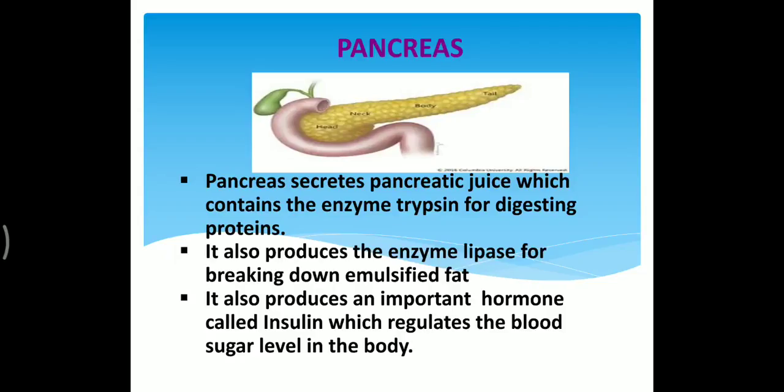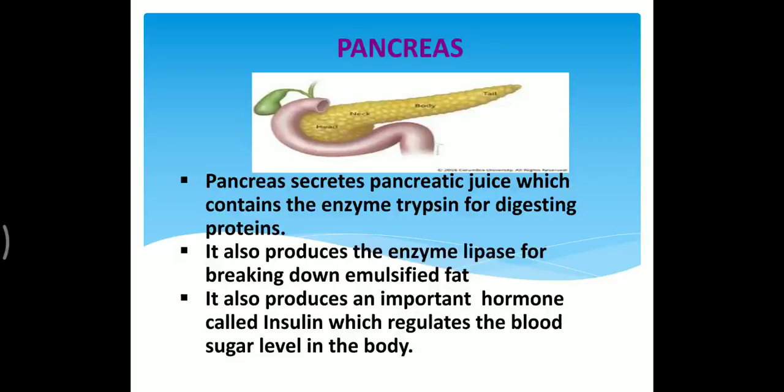Next is the pancreas. The pancreas secretes pancreatic juice, which contains the enzyme trypsin for digesting proteins. It also produces the enzyme lipase for breaking down emulsified fat. What is this emulsified fat? Bile juice converting fat into fat globules is called emulsification. This emulsified fat is further broken down by the enzyme lipase. It also produces an important hormone called insulin.